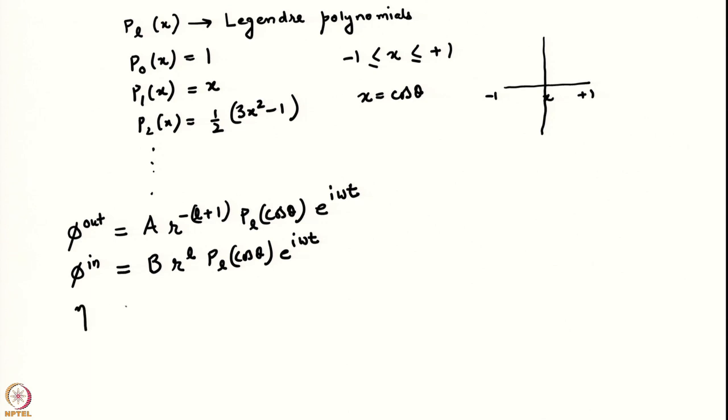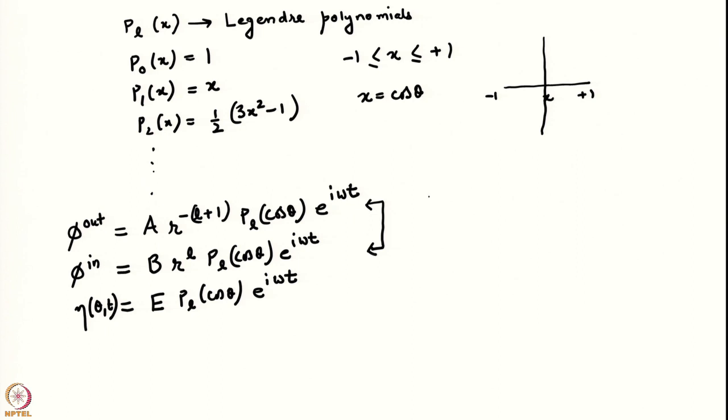And eta, now we will have to set a formula for eta. Eta by definition is not a function of r, it is a function only of theta and t. So, eta will be some complex constant e into PL of cos theta into e to the power I omega t. You can try and understand, in the light of whatever we have discussed, how we guessed these forms.